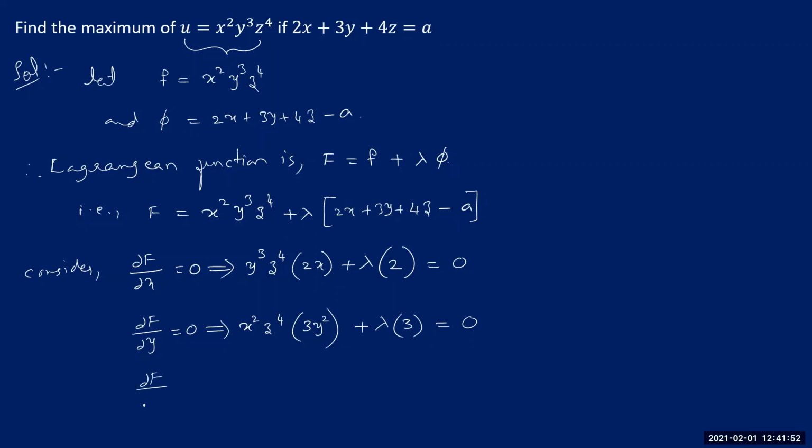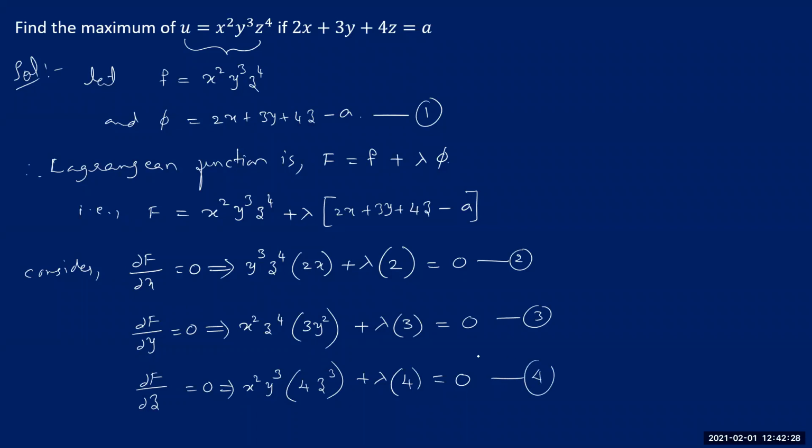In a similar way, when we differentiate F with respect to z, x square and y power 3 are constants. Differentiating z power 4 gives 4z cube, plus lambda times, differentiating 4z gives 4, and I'm equating this to 0. Now I'm giving some numbers to these equations. No need to number the first one. Let me take this as equation 2, this as equation 3, and this as equation 4.